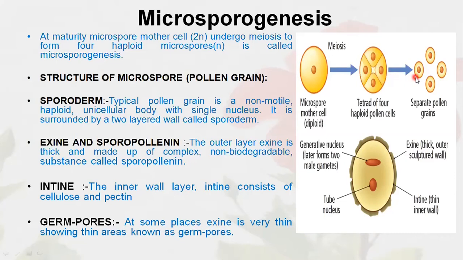These pollen grains will be separate here, and this is the structure of one pollen grain, which gives us the male gametophyte. See, it has an exine layer, which is the outer thick layer, made up of a non-biodegradable substance known as sporopollenin. And this sporopollenin gives resistance to the pollen grain. Now, the intine layer is made up of cellulose and pectin. It has a tube nucleus, meaning vegetative nucleus, and the generative nucleus. It has these thin areas, which are known as the germ pores.